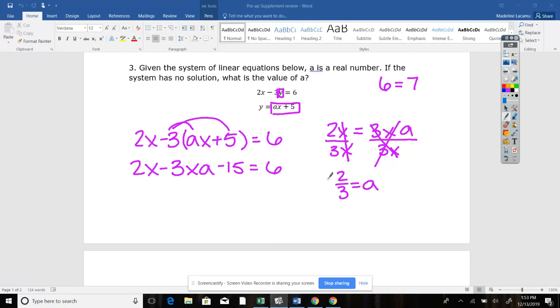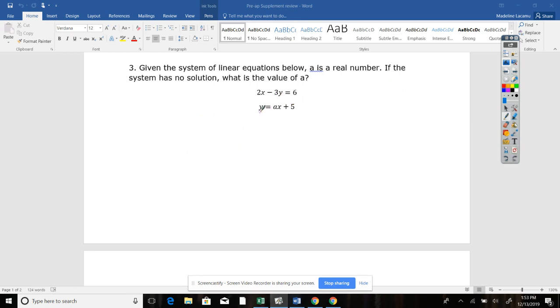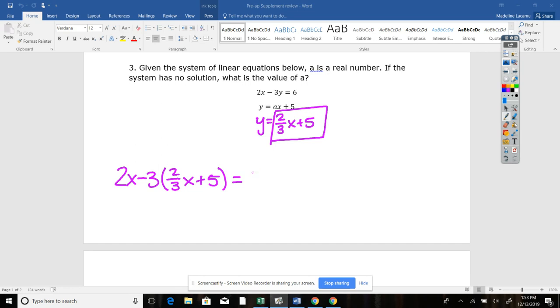So that would be our answer, but we're going to check this and plug it in to make sure that we get something that is no solution. So if I put a equals 2/3, that would be 2/3 x plus 5. Now we're just going to do our normal way to make sure this all works out. This is optional, just to check your answer. So 2x minus 3 times 2/3 x plus 5 equals 6. So we're hoping that this makes the x's cancel out and we are left with just two numbers that are not equal.